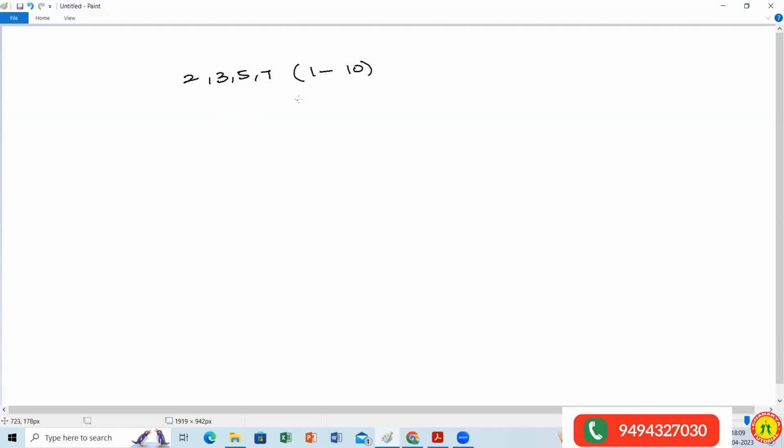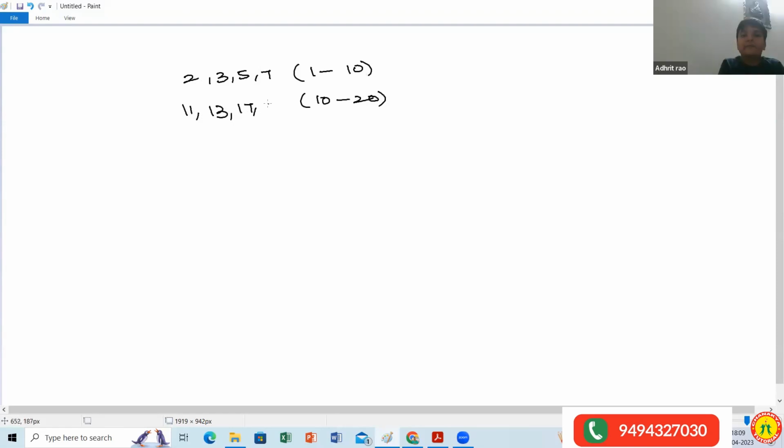And Adrit, what are the prime numbers between 10 and 20? Ma'am, 11, 13, 17, and 19. Yes. Now 20 to 30. Advika, quick.